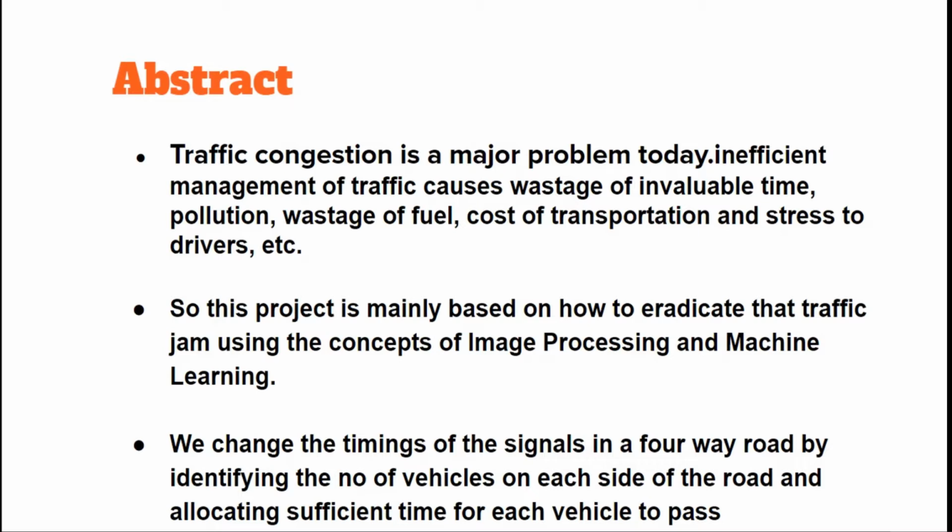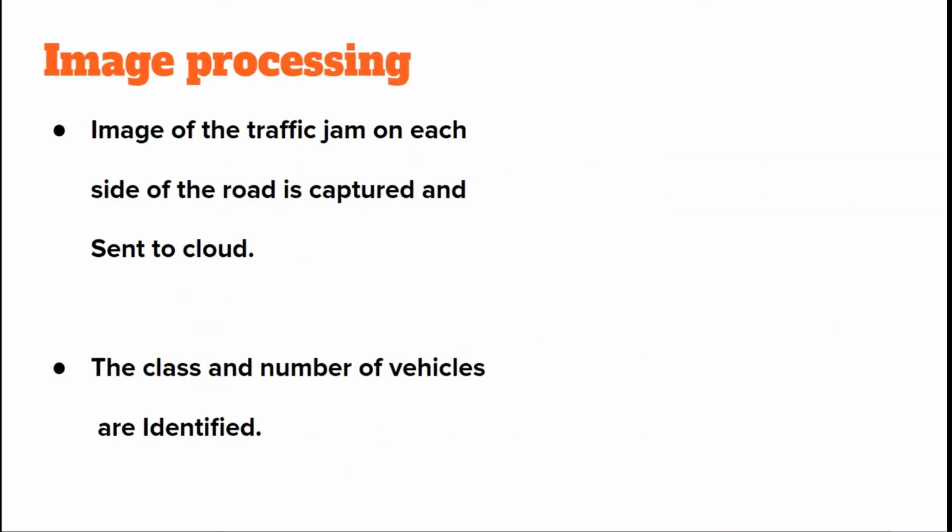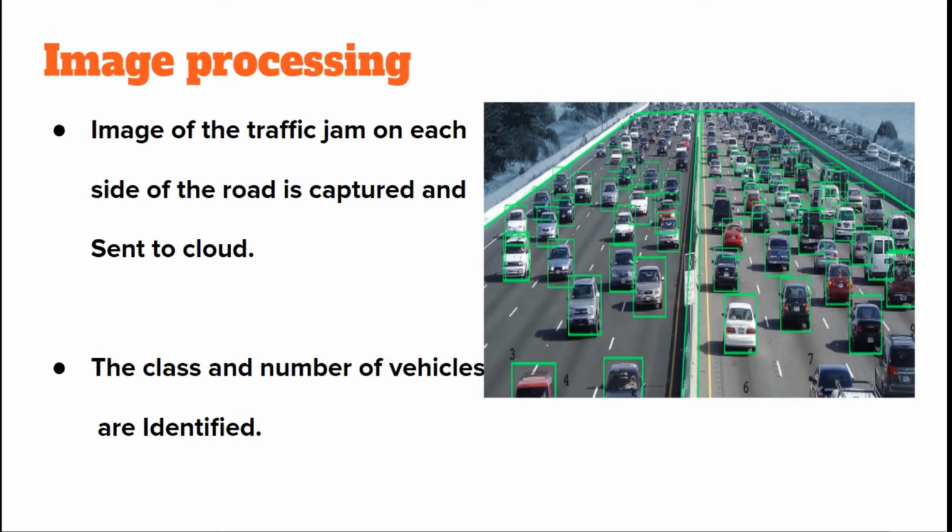So our project basically focuses on reducing the wastage of time by changing the signal timing. We use the concepts of image processing and machine learning in order to reduce the signal time. So moving on to image processing. Here we fix a camera on the signal and identify the number of vehicles on each side of the road by taking a picture of all the four sides of the road. We send this picture to the server, which in turn, after performing all the algorithms, returns the sufficient signal time for each side of the road.